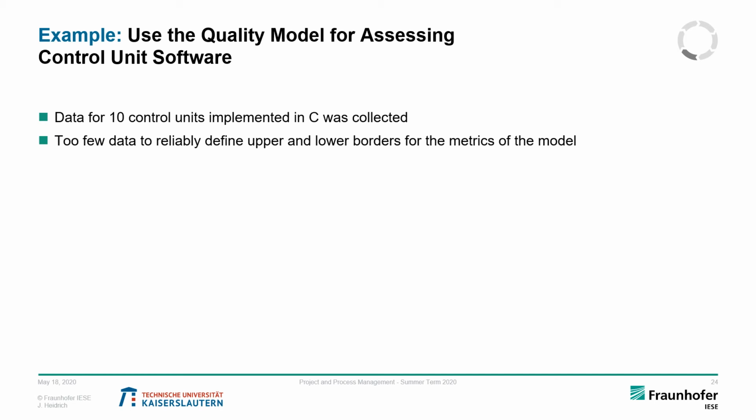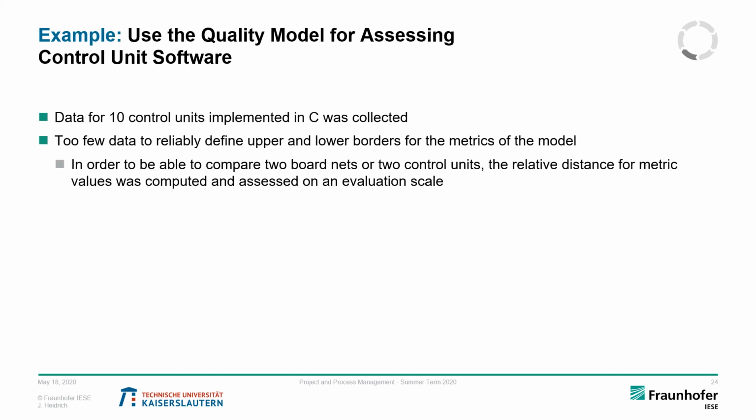So the next phase would be the data collection phase, the execution phase of the measurement plan. And overall for this project, we analyzed and collected data for 10 different control units. All control units were implemented in the C programming language. But we had a problem with assessing the metrics, because if you only have 10 data points per metric, that's a little bit too few to really do some reliable statistics on top of them.